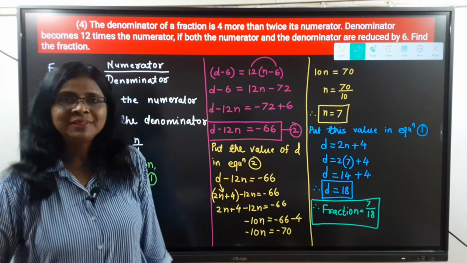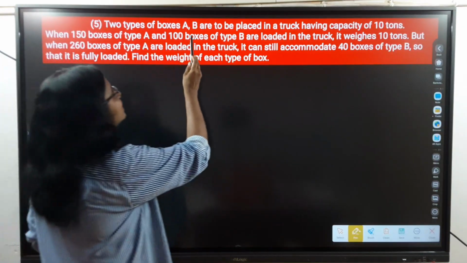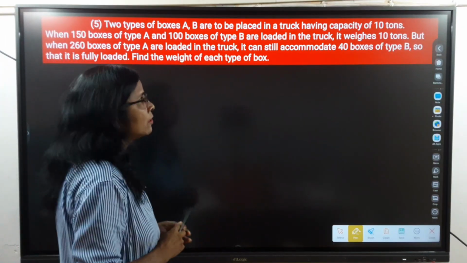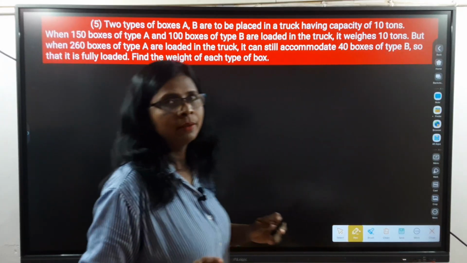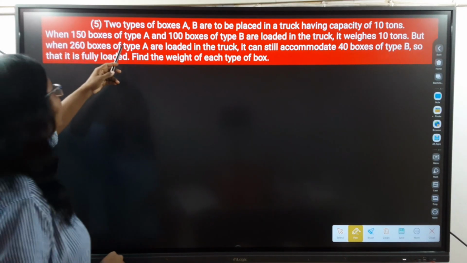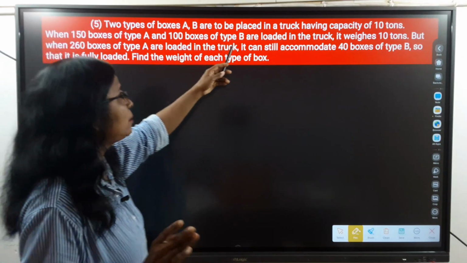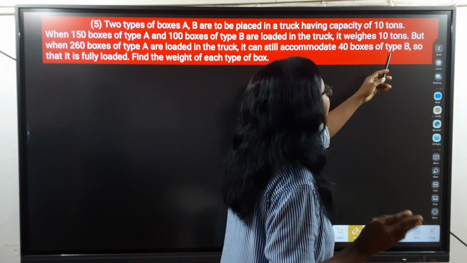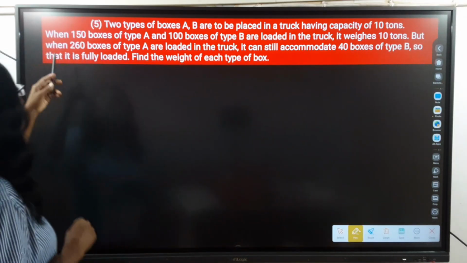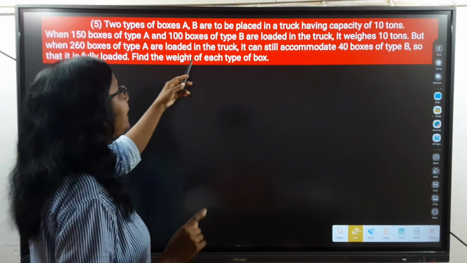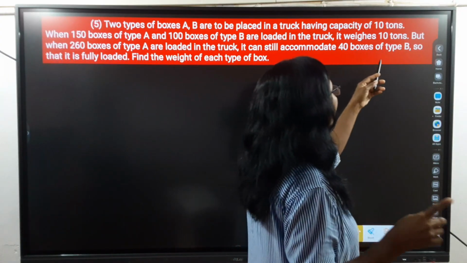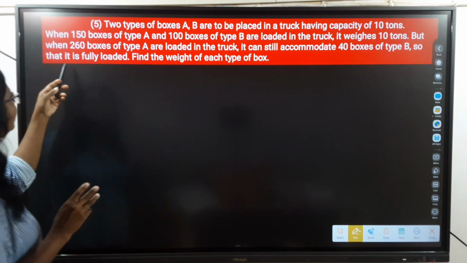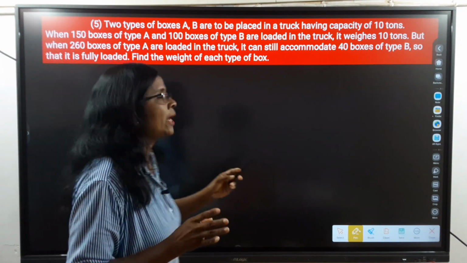Okay students, example 5. Two types of boxes A, B are to be placed in a truck having the capacity of 10 tons. When 150 boxes of type A and 100 boxes of type B are loaded in the truck, it weighs 10 tons. But when 260 boxes of type A are loaded in the truck, it will still accommodate 40 boxes of type B, so that it is full loaded. Find the weight of each type of box.